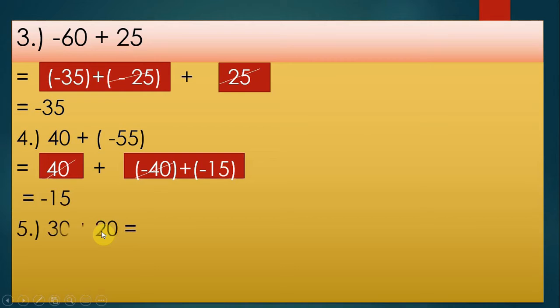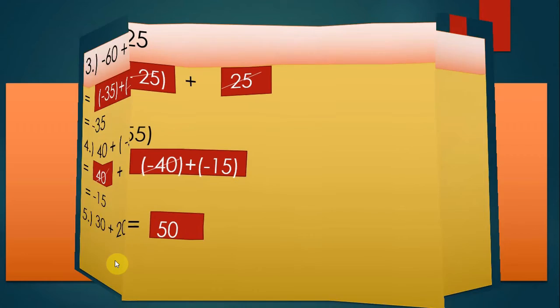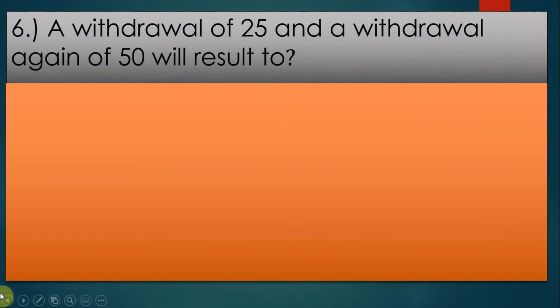How about number 5? 30 plus 20. Obviously, 30 plus 20, the answer is very easy. It's 50. They're all positive. Okay, next.